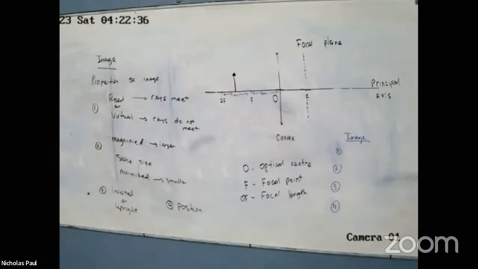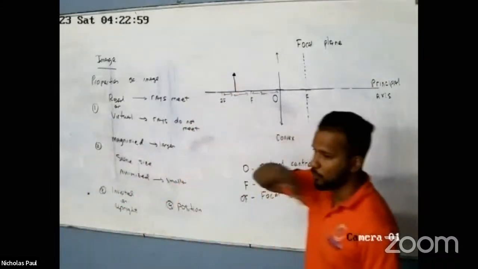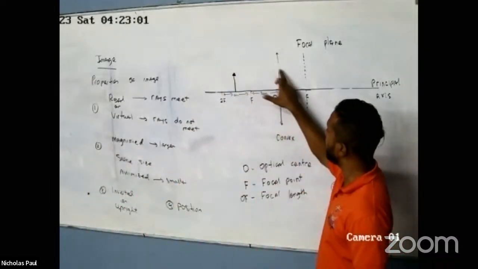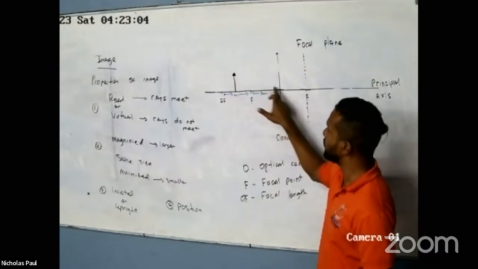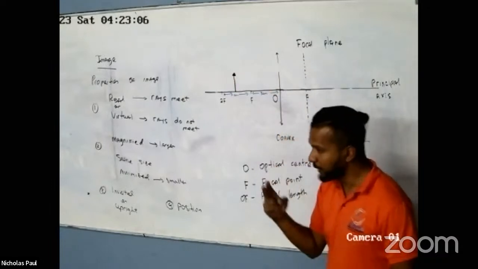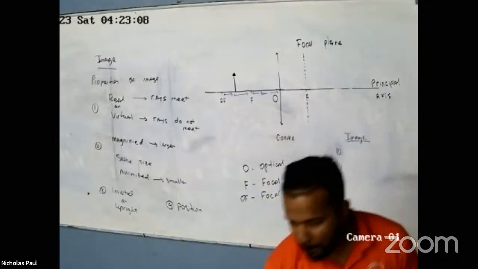Okay, 2 centimeters. Same rules. After, I'll give you the worded explanation. Watch here. The rays don't change. Those two rays never change: from the top to the focal point, and from the top to the optical center. Those two things never change. Same thing again.